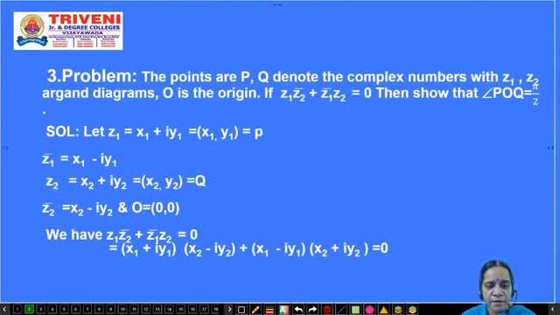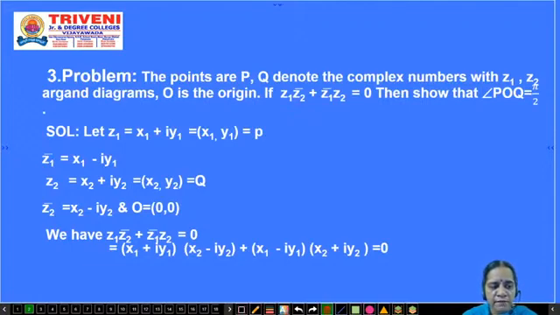The points P, Q denote the complex numbers Z1, Z2 in the Argand plane. O is the origin. If Z1 into Z2 bar plus Z1 bar into Z2 is equal to 0, then show that angle POQ is equal to pi by 2. By the given hypothesis, we have Z1 Z2 bar plus Z1 bar Z2 equal to 0. We have to prove that angle POQ is equal to pi by 2.